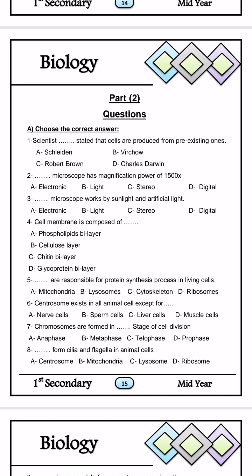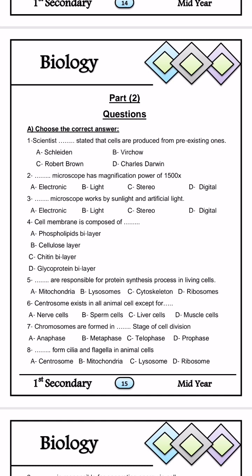Number 5. Ribosomes are responsible for protein synthesis process in living cells: mitochondria, lysosomes, cytoskeleton, or ribosomes. The answer is ribosomes. Number 6. Centrosome exists in animal cell except nerve cells, sperm cells, liver cells, muscle cells. The answer is nerve cell. So the nerve cell has no ability to divide.